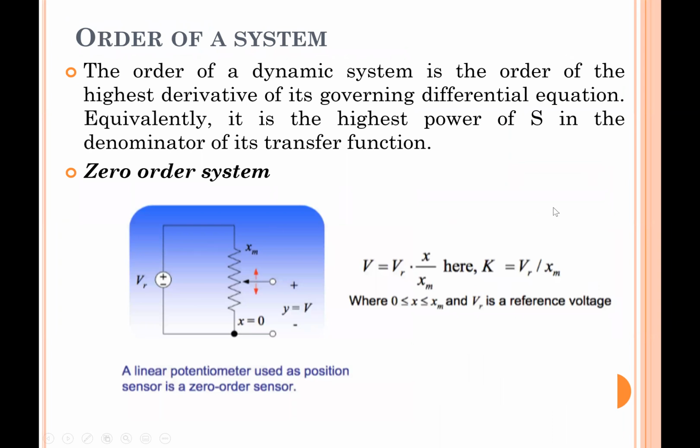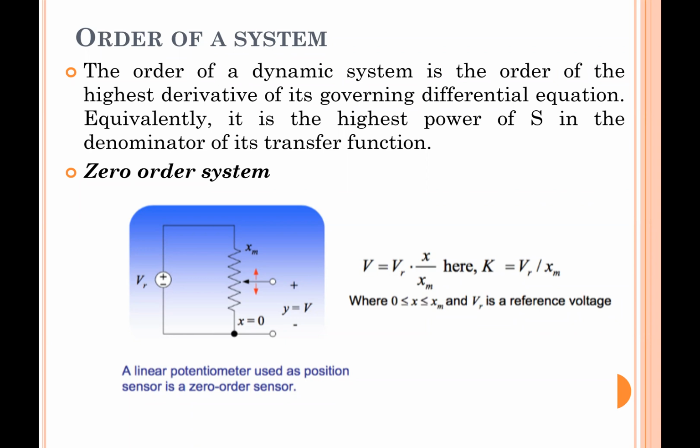Now, another important property is the order of the system. Order of the system means that when we write the input and output expression, what is the highest level of derivative being used in that expression? Once again, whenever we are writing the input and output mathematical expression of any system, the highest order derivative in it decides the order of the system.